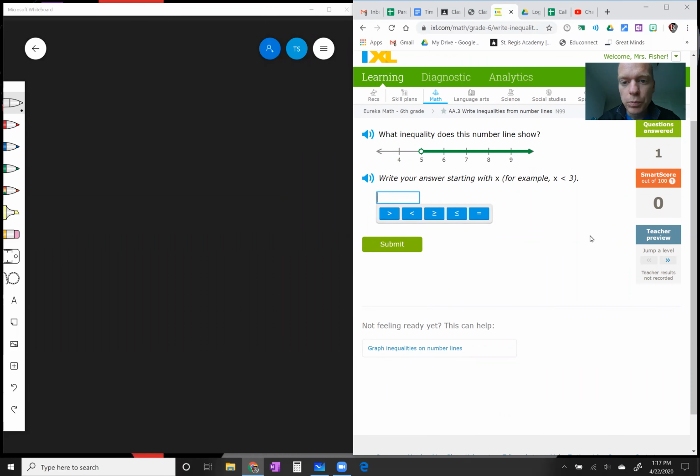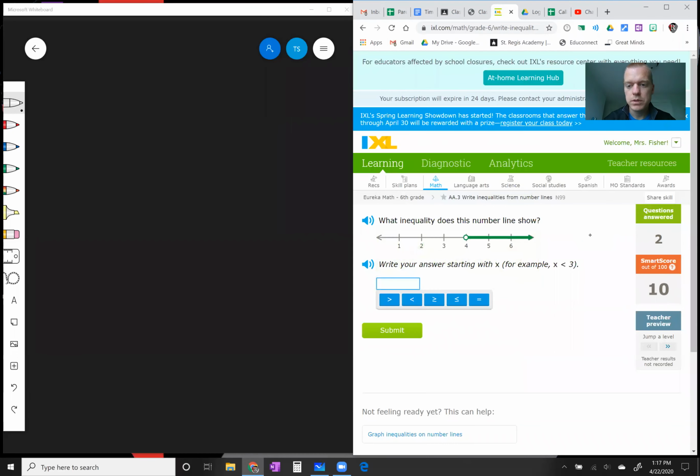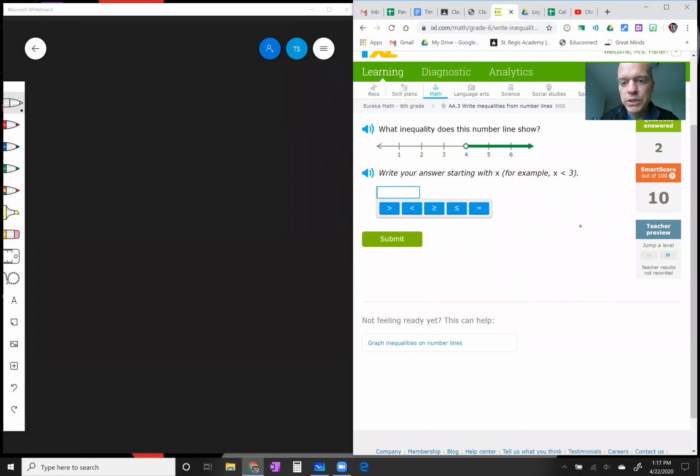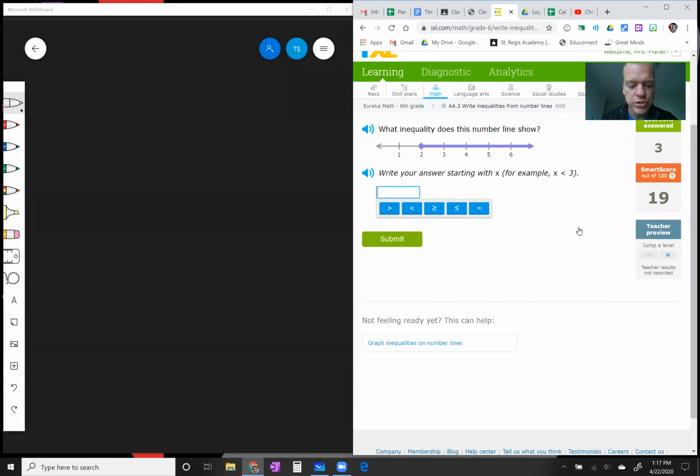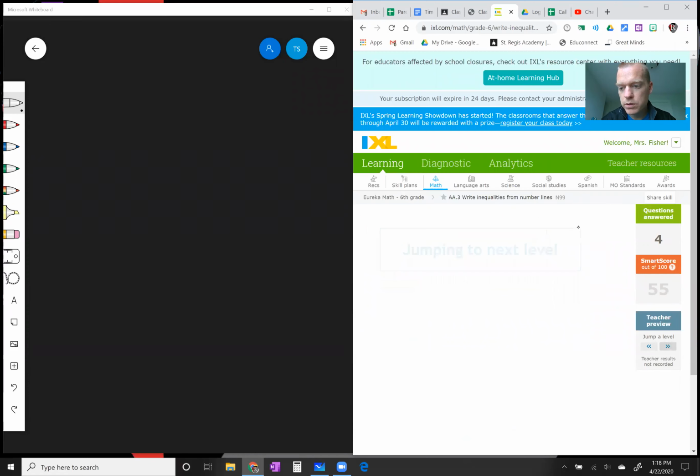So now you have an open circle and it's at 5. Okay, so you need to put x. Since that circle is open, it has to be greater than 5. Okay, let's look at another one. Once again, open circle, starting at 4, so x has to be greater than 4. Let's look at another one. Starting at 2, it is a closed circle, so you know x has to be greater than or equal to the number 2. Okay, let's see if we can go to a harder one.